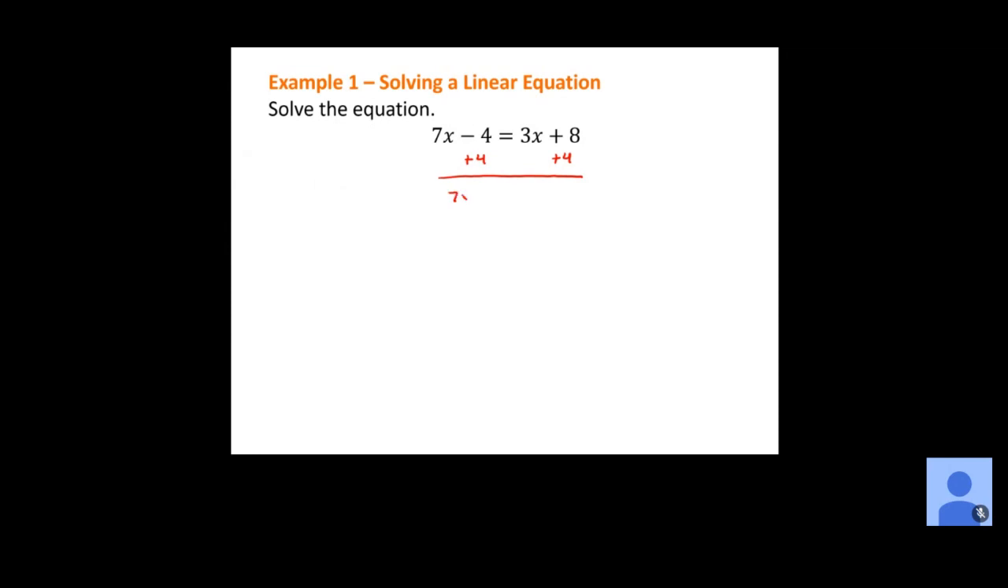So just keep that in mind. That's going to give us 7x on this side. And then on the other side, we're going to have our 3x. And then we're going to add the 8 and the 4. And so that's going to give us plus 12.